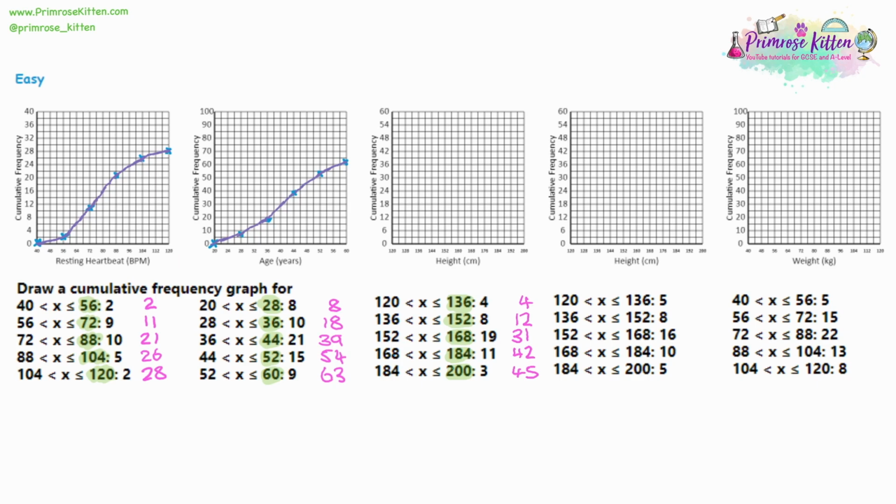So at 136, we're going to plot 4. At 152, we're going to plot 8. At 168, we're going to plot 31, just above 30. At 184, we're going to plot 42. And at 200, we're going to plot 45. We're also going to have 0 at 120, right at the start. And now we can plot our graph.